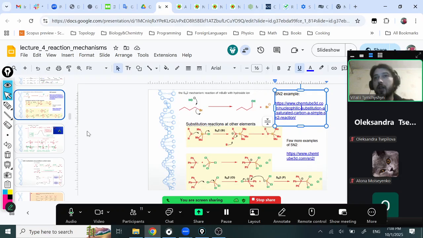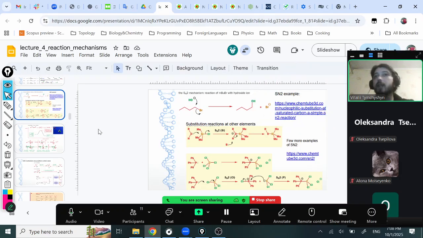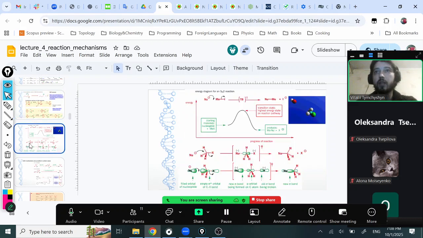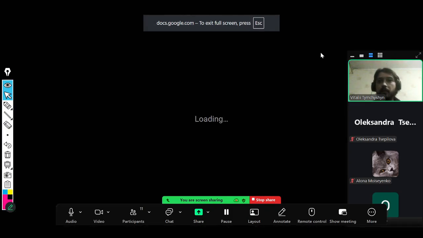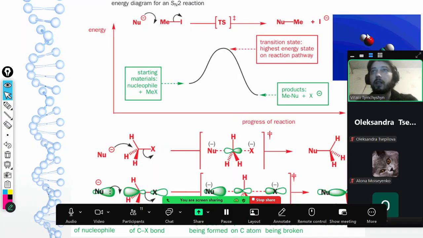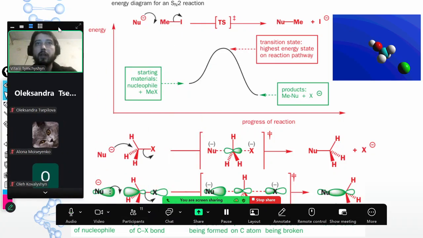We will generate one specific isomer. So in case of SN1 reaction, we generated a few different isomers. Here we can generate one specific isomer. Here's one more image that I like.